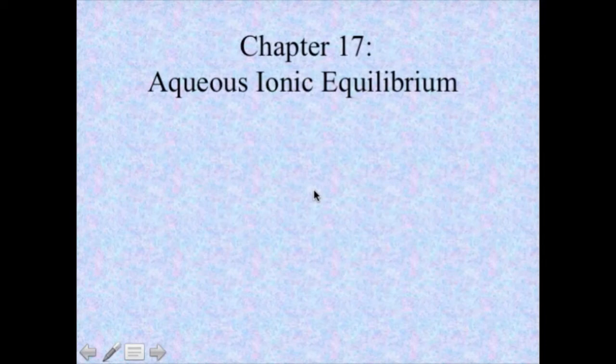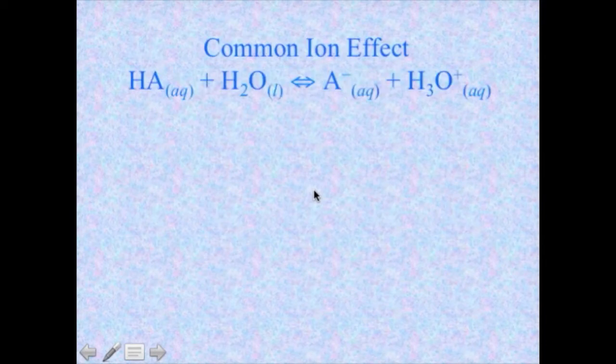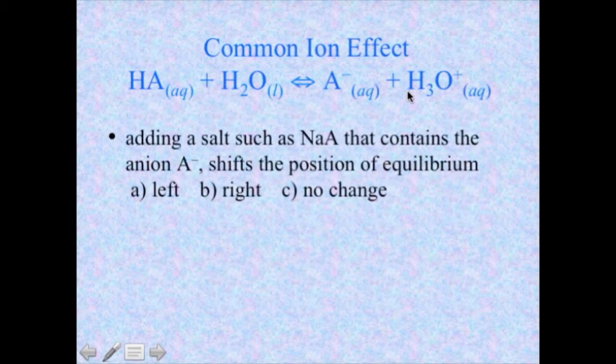Chapter 17, Aqueous Ionic Equilibrium. Now we've discussed this before, the common ion effect. Let's say we have an equilibrium of a weak acid protonating water to form the conjugate base of the weak acid and the hydronium ion.